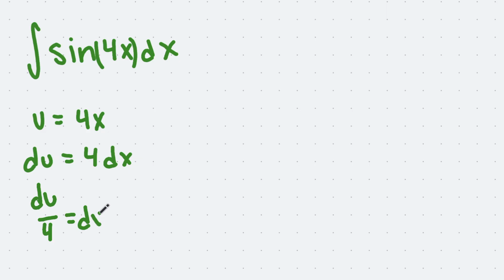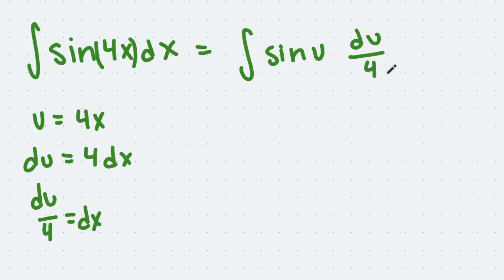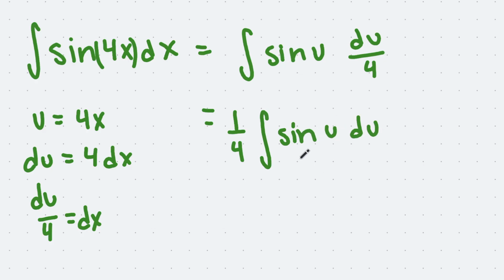to dx. This will mean that this is equal to the integral of sine of u du over 4. We can rewrite this by factoring out the 1/4 so that it's equal to 1/4 times the integral of sine u du. Now we can just integrate sine of u normally. Together this is equal to negative 1/4 cosine of u plus c.